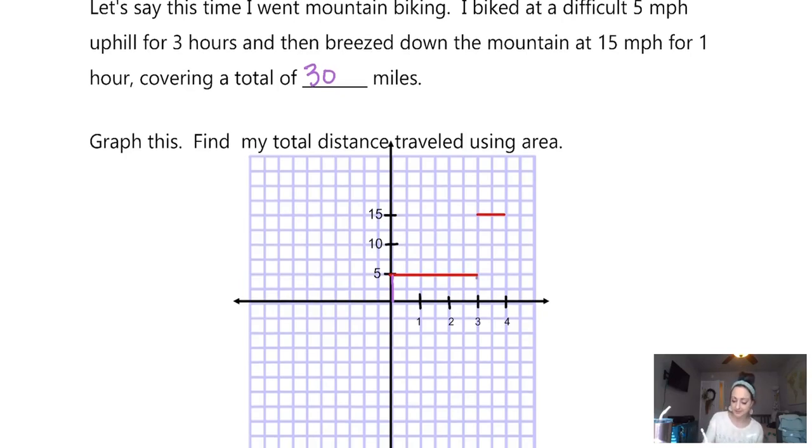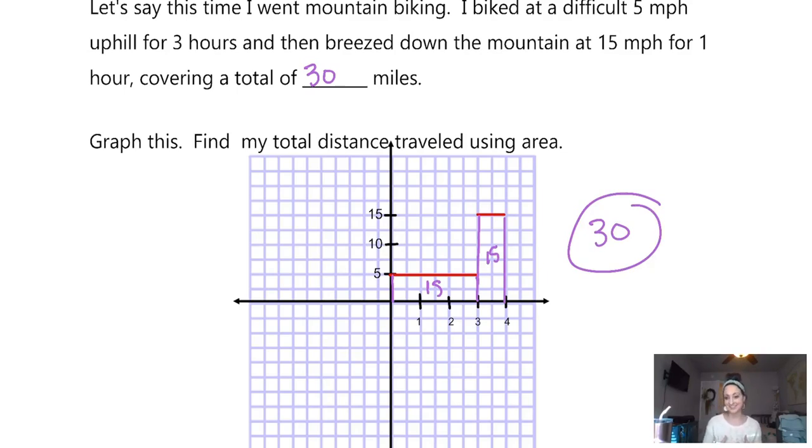We make 2 rectangles this time, right? This rectangle is going to have an area of 3 times 5, so 15. And then this rectangle is going to have an area of 1 times 15, which is also 15. So there is my 30 miles that you predicted. So the point is that if I'm taking the area under my rate function, in this case my rate was velocity, then that gives me my total accumulation, okay?